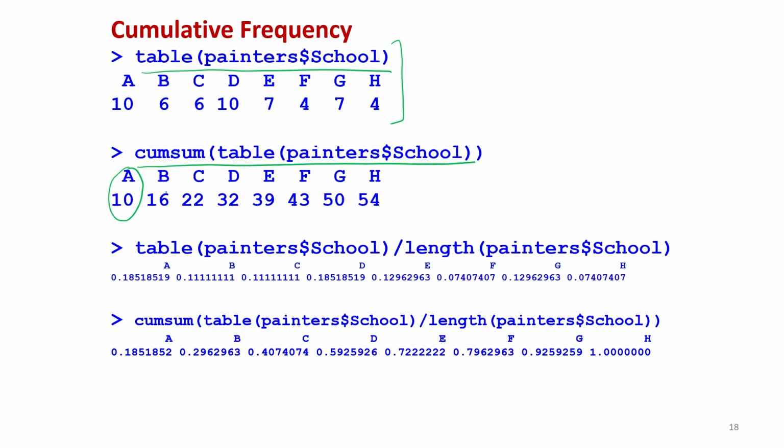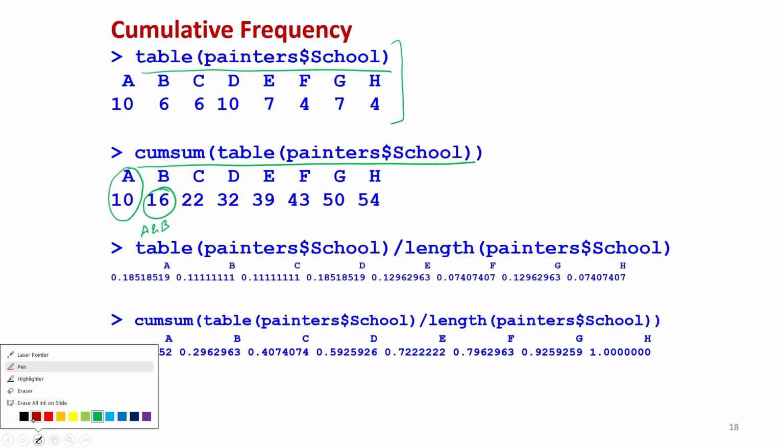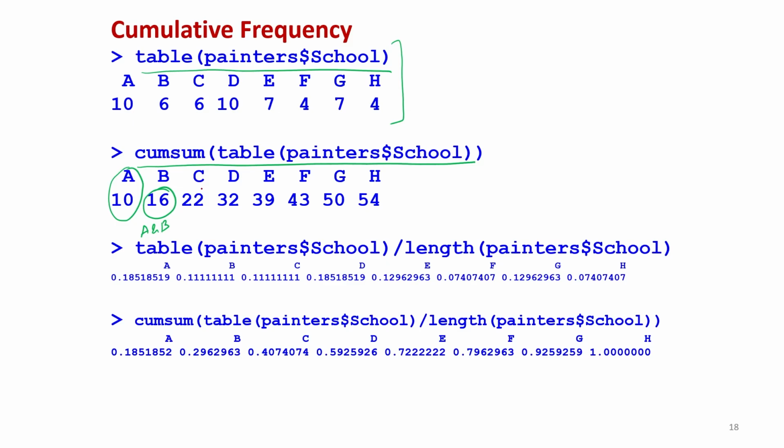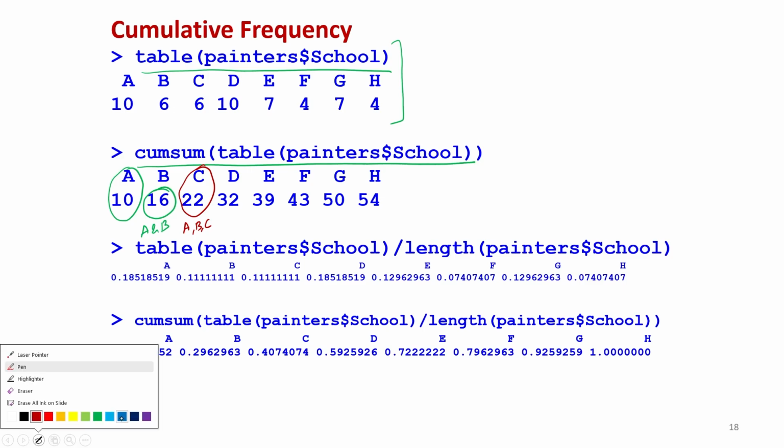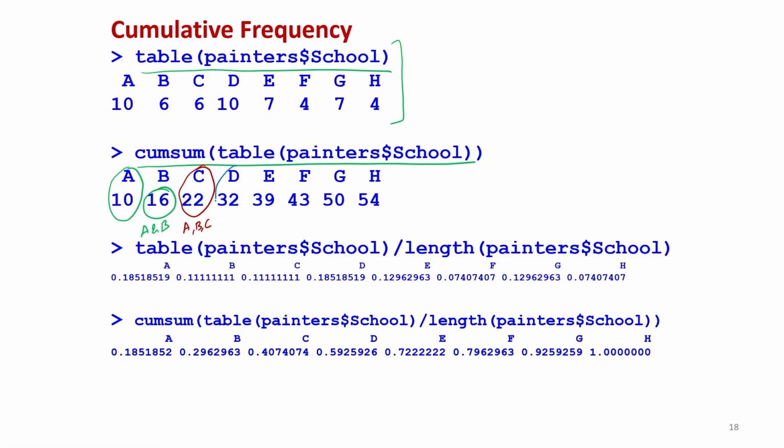There are 16 painters whose schools were A and B. Similarly, there are 22 painters whose schools were A, B and C. Similarly, there are 32 painters whose schools were A, B, C and D. There are 39 painters whose schools are A, B, C, D, E.